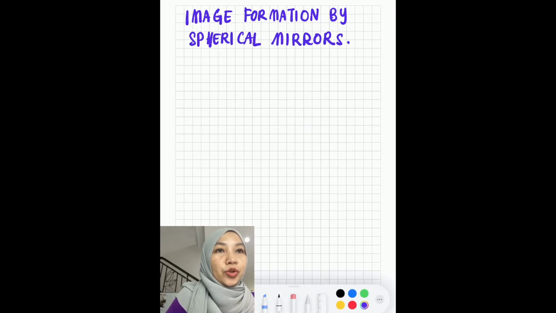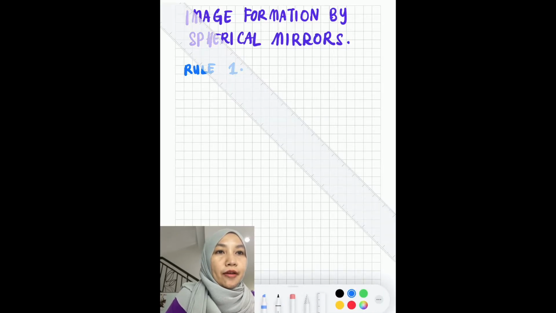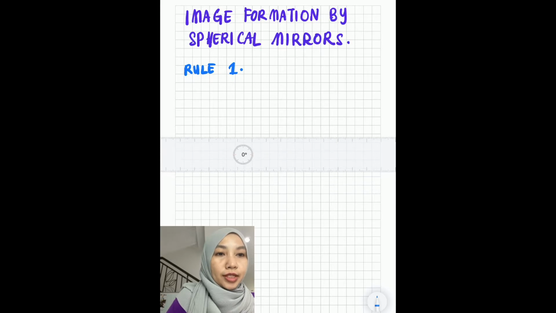Today I'm going to show you how to draw a ray diagram to show the image formation by spherical mirrors. So we have 3 rules to follow. The first rule is when we have an incident ray which is parallel to the principal axis. So I'm going to show you how to draw the principal axis.